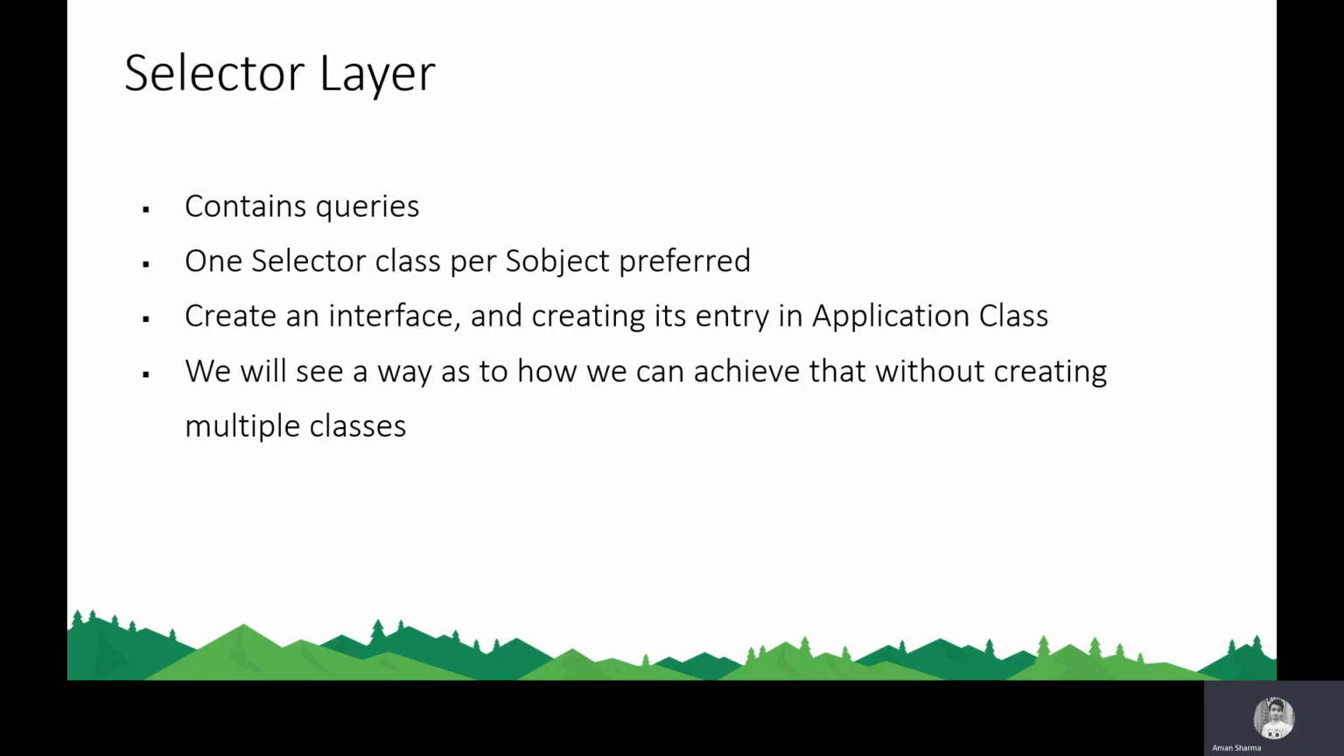But in the base way, the one they have given, we have to create an interface and create its entry in the application class as well, and then we create a selector class. So first the interface is created, then the selector class is created, and then we need to create its entry in the application class as well. In this way, we need to handle a lot of things, like updating the application class whenever we create a selector. So we are going to discuss an approach in this demo where we can leverage the functionality without using the application class.